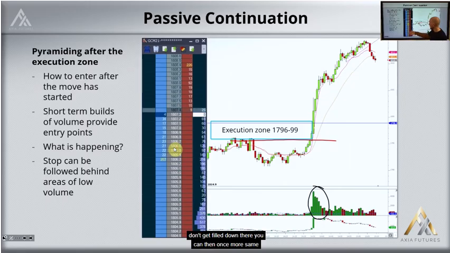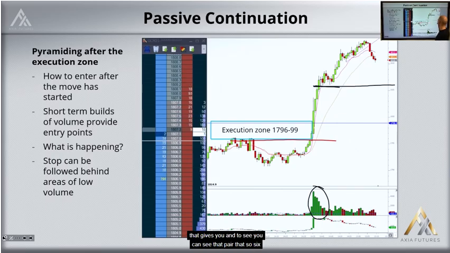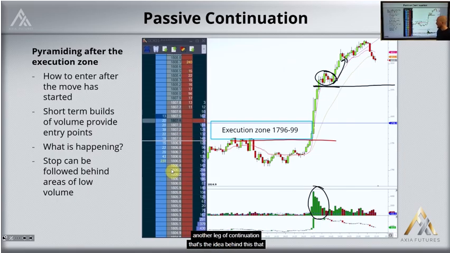You don't get filled down there, you can then once more, same principle, start bringing your orders up here around about the 06 area, somewhere between 06 and 05.5. That could be your next area to try and add on to the trade. What that gives you, and just so you can see it up here, that's 06. The bottom of this little consolidation zone is 06. You will see volume build up in this zone here before yet another leg of continuation.